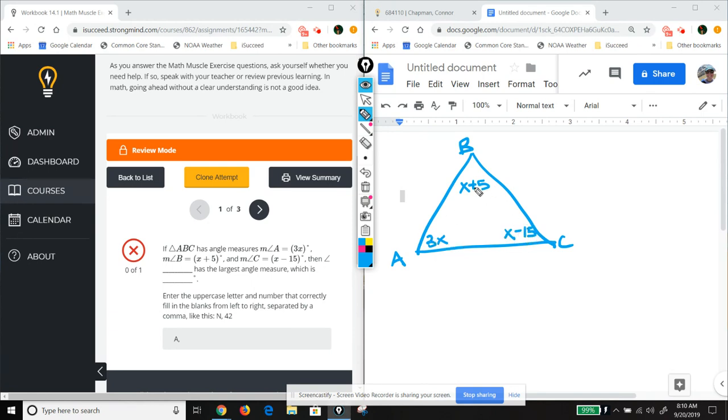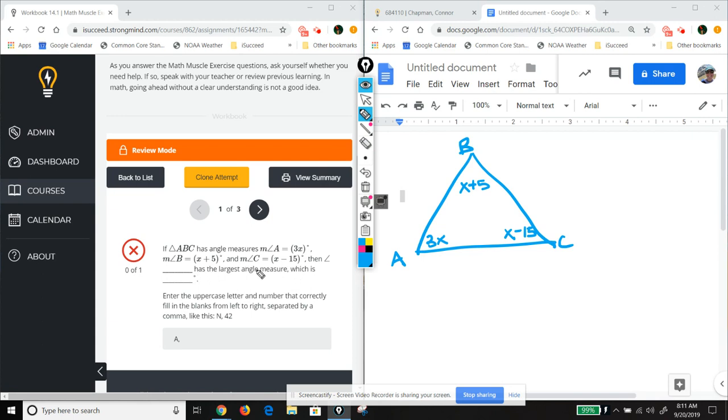Okay, so here are all my angle measurements. It said that A was 3x, B was x plus 5, and C is x minus 15. Now, we don't know what the actual measurements are for any of these angles because we don't know what x is. If x were equal to 2, for example, then we could very easily figure out the measurement of angle A, because it's 3 times 2 using that substitution, right? We don't know what x is right now, so part of this problem is solving for x to find that angle measurement that they ask us.